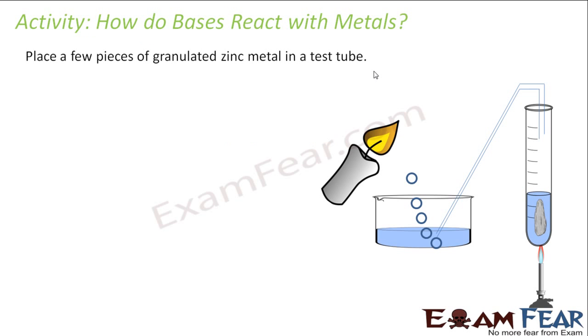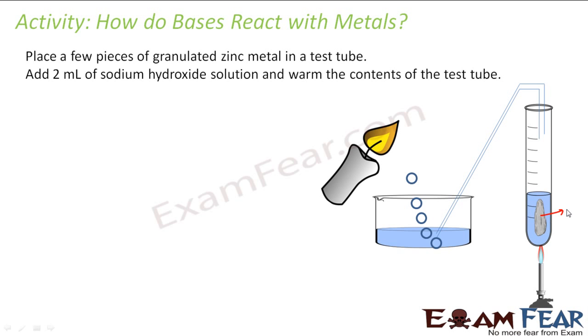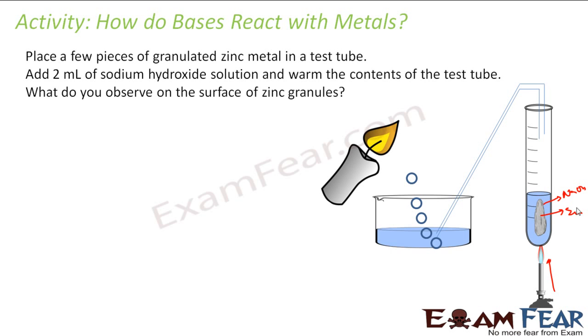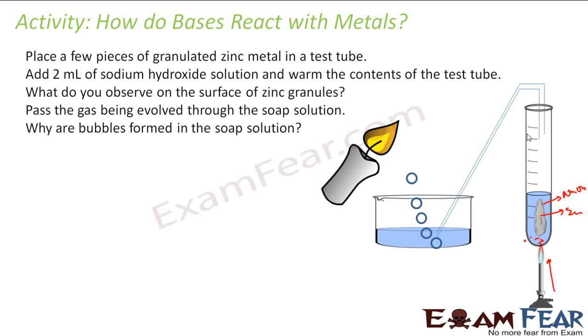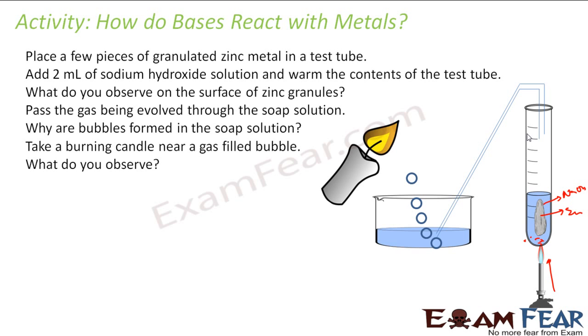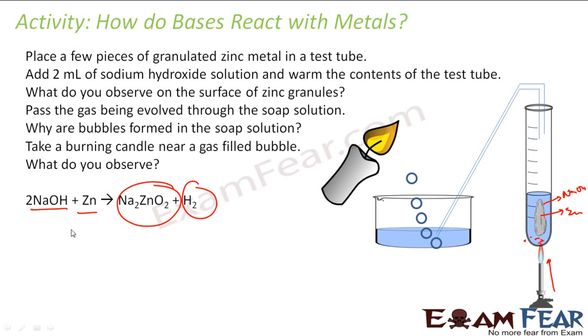We'll do a similar activity. We'll take some zinc here, and this is zinc, and we'll add sodium hydroxide here. And in this case, we need to heat it up, right? We'll heat this, right? And we'll see that we'll get these granules here, and we'll get some gas. Same thing, we'll pass it through soap solution, and we'll put this candle near it. We'll again see that the bubble bursts, right? So here the reaction is, we have sodium hydroxide, we have zinc, we got Na2ZnO2 plus hydrogen gas, correct?